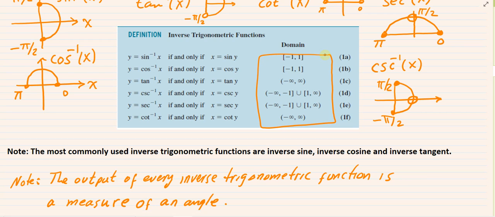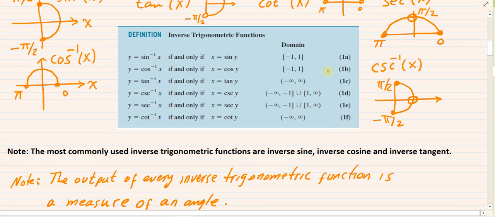Like for sine, cosine, the domain of the inverse, these are the inverse functions, would be the same as the ranges of the respective trig functions that they came from. So in the case of sine and cosine, remember the range of sine and cosine lies between -1 and 1. So in that case, the domain of the inverse becomes -1 to 1, and likewise for the rest of them.